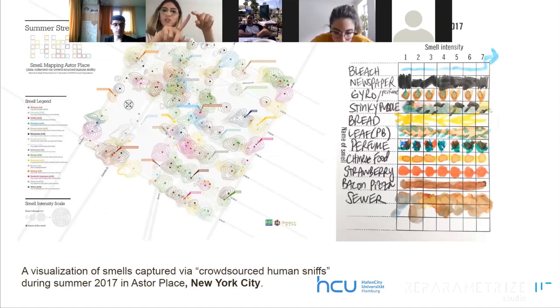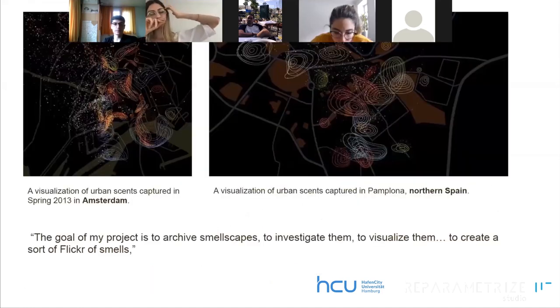If you go to the next page, she made it for Spain. Just to the next page, please. Okay, she made it for Amsterdam, and she made it for Northern Spain. Of course, now you're going to ask me, not everybody smells the same thing. Some of us smell the trees, some of us don't. So she said the goal of my project is to archive the smell spaces, to investigate them, to visualize them, to create sort of a flicker of a smell.